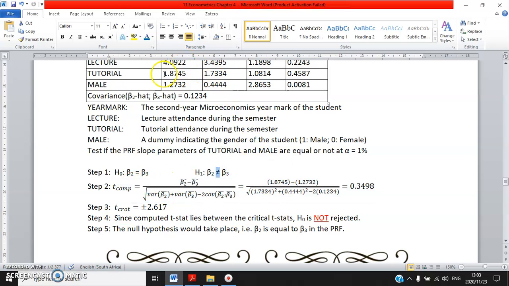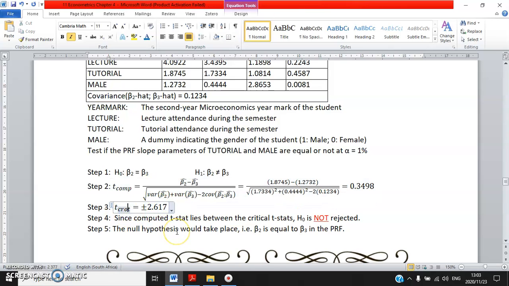Computed t-stat, numerator B2 hat 1.8745 minus B3 hat 1.2732, denominator square root. Variance of B2 hat is actually the square of the standard error of B2 hat. This is why we take the square of 1.7334, plus variance of B3 hat, which is actually the square of the standard error of B3 hat. This is why you see plus 0.4444 square, minus 2 times the covariance between B2 hat and B3 hat. As I said before, I must give you information on covariance. So 0.1234. Then you do all the calculations in the denominator, then you take square root. And then your answer is 0.3498.